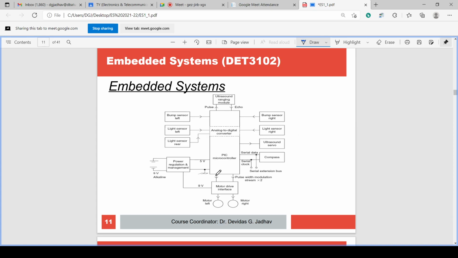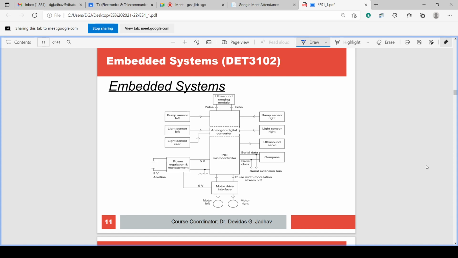Okay, the block available centrally is the microcontroller. To this microcontroller, an analog to digital converter is connected. What will the analog to digital converter do? It converts analog signal to digital signal, isn't it?